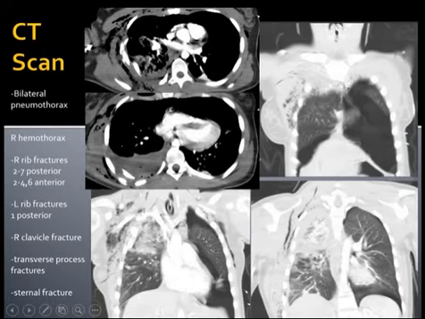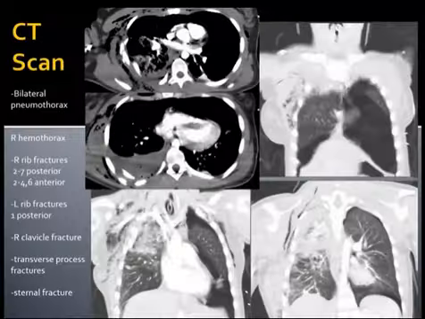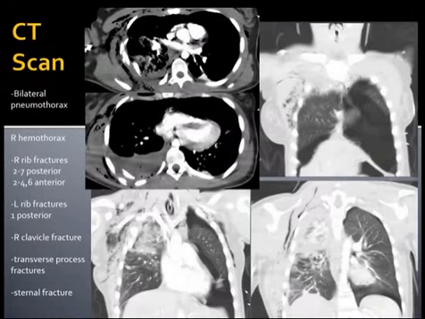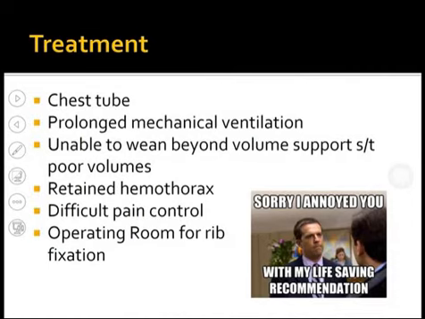But she had, on the right side, ribs 2 through 7 broken. On the left side, she just had a posterior rib fracture, clavicle fracture, transverse process fracture, sternal fractures. And then she had chest tubes.